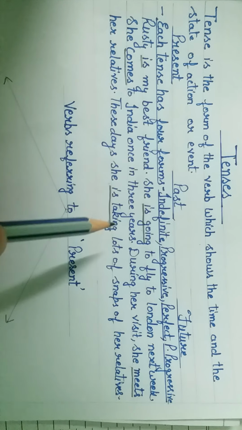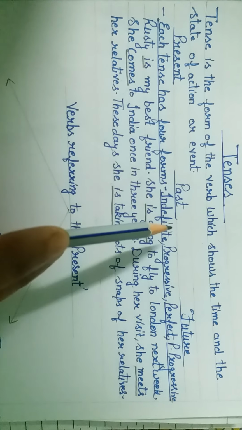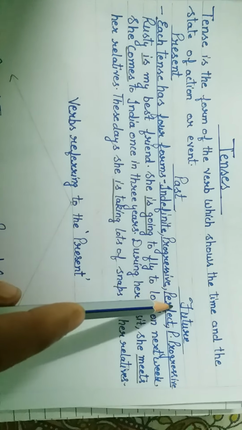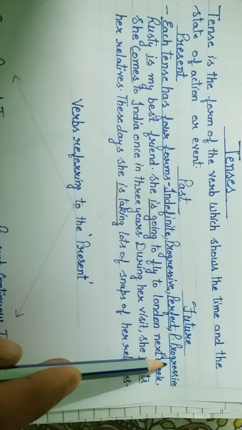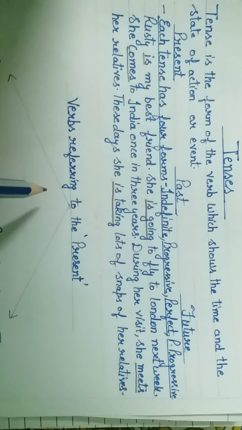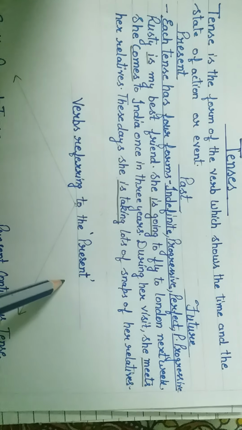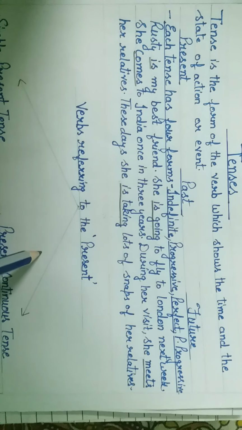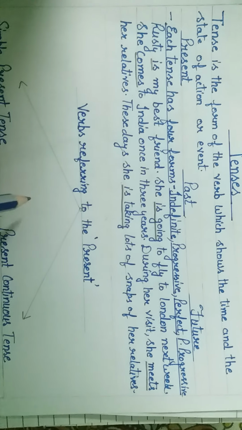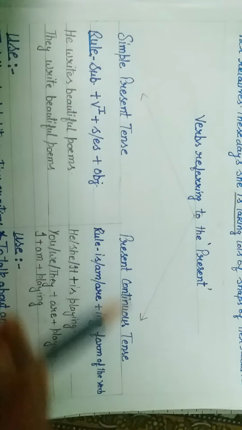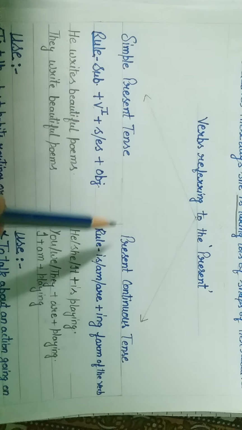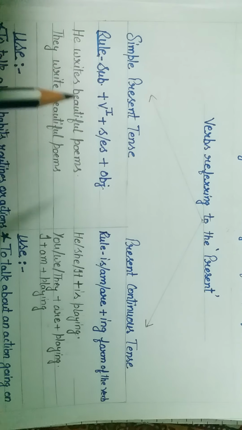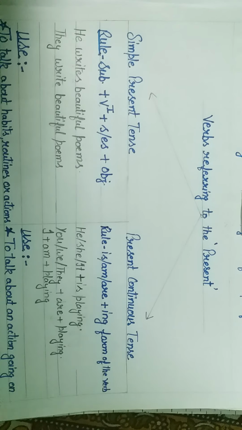And in tense, there are three tenses, as you know: present, past, future. And each tense has four forms: indefinite, progressive, perfect, and perfect progressive. First, we'll talk about the tense which talks about the present, means the present tense, and how many forms it has, with rules and application with its examples. Verbs referring to the present are simple present tense and present continuous tense. First, simple present tense. Let's learn about simple present tense, its use, rules, and when and how do we use it.